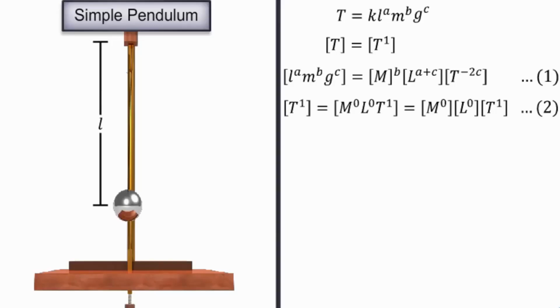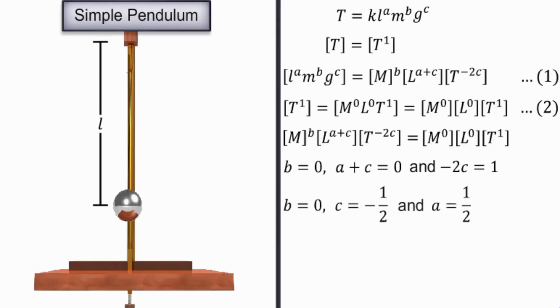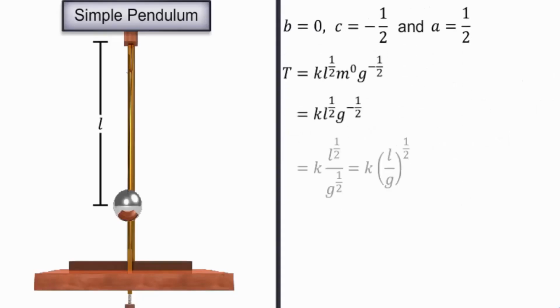We compare the powers of the base quantities on both sides of the equation. Thus, we get B equal to 0, A plus C equal to 0 and minus 2C equal to 1. On simplification, we get the values of B equal to 0, C equal to minus half and A equal to plus half. Thus, the expression for the time period of the simple pendulum becomes 2π times the square root of L by G as shown.